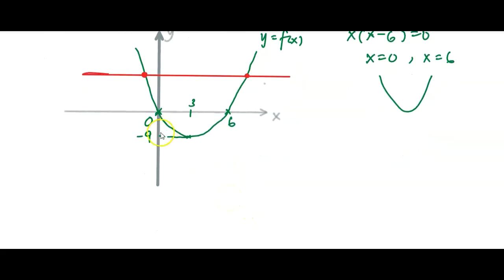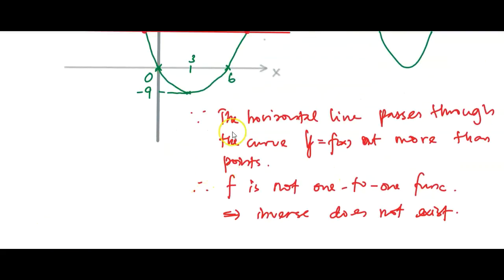Then you can directly make your conclusion. Okay, so this is my conclusion. The horizontal line passes through the curve y equals f(x) at more than 1 point, or we say 2 points. Then f is not a one-to-one function. Therefore, we say that the inverse does not exist.